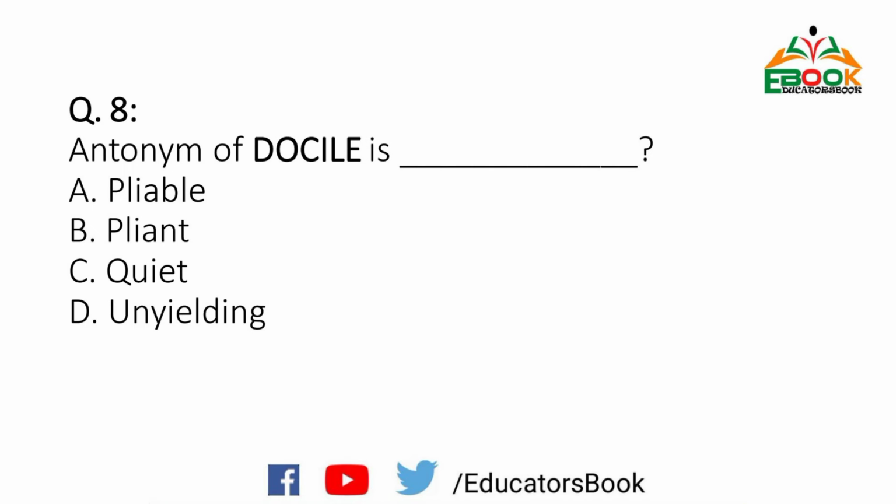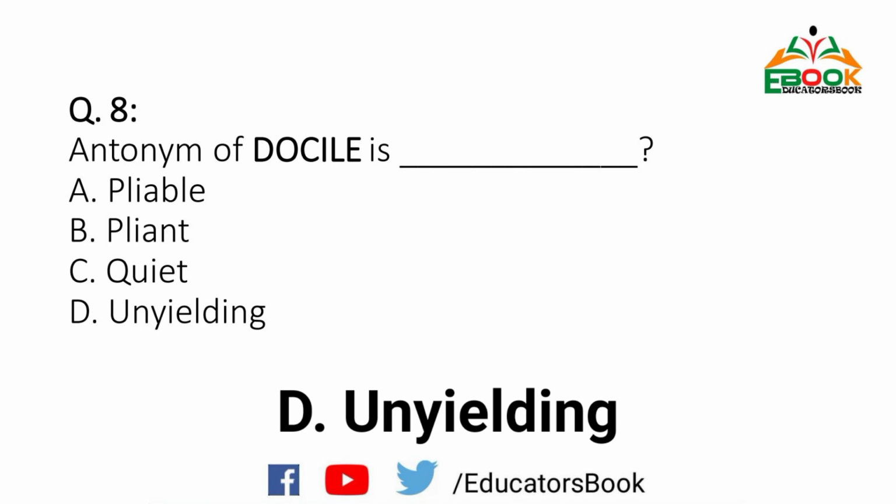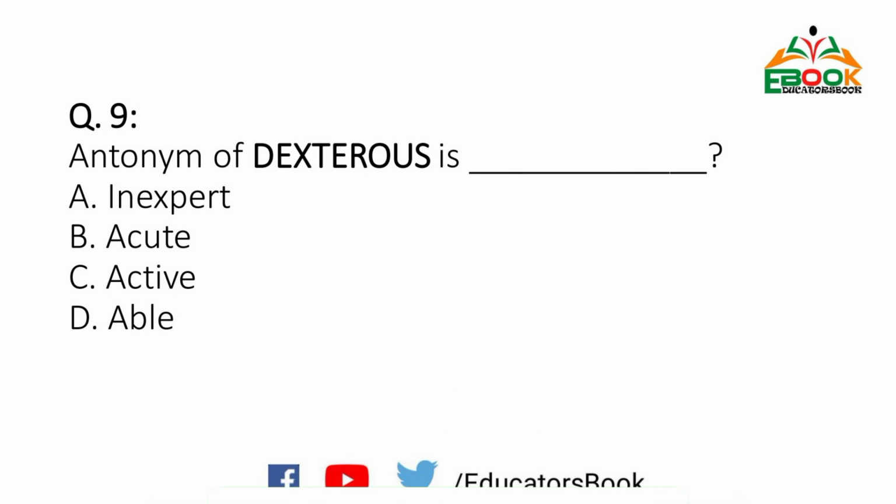Question number 8. Antonym of docile is A. Pliable, B. Pliant, C. Quiet, D. Unyielding. The correct answer is option D, unyielding.